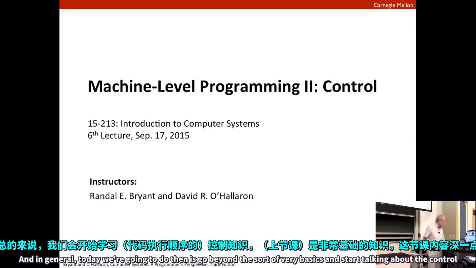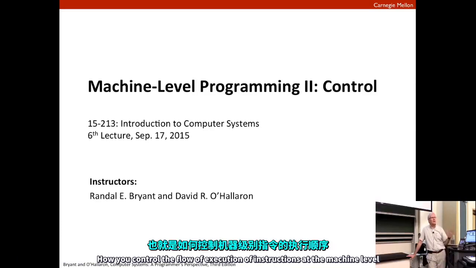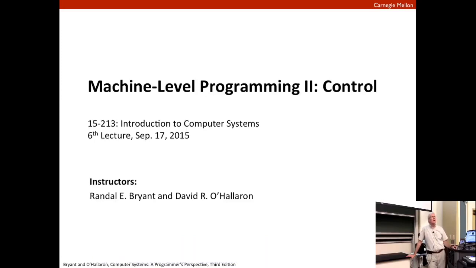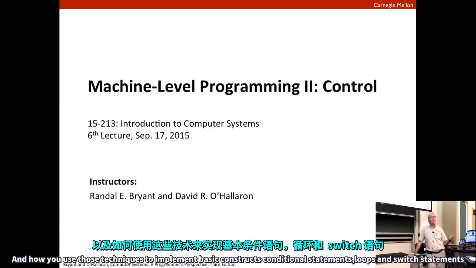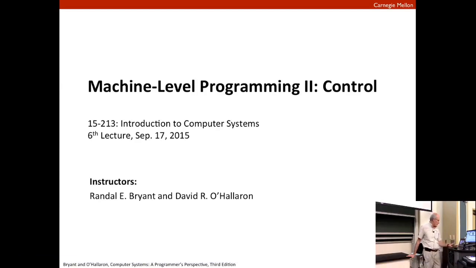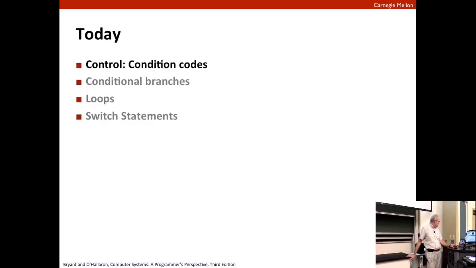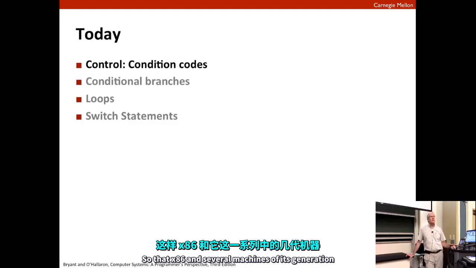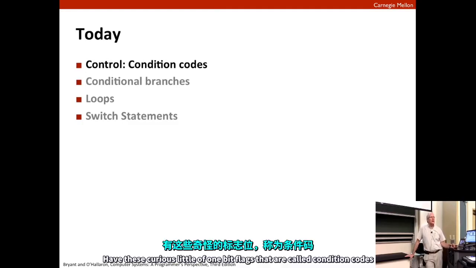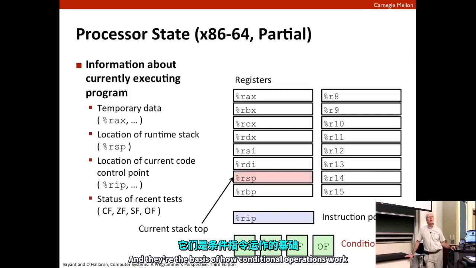And in general, today what we're going to do is go beyond the very basics and start talking about control: how you control the flow of execution of instructions at the machine level, and how you use those techniques to implement basic constructs: conditional statements, loops, and switch statements. And then next time we'll talk about procedures, which warrants a whole lecture of its own. So the x86 and several machines of its generation have these curious little 1-bit flags that are called condition codes. And they're the basis of how conditional operations work.